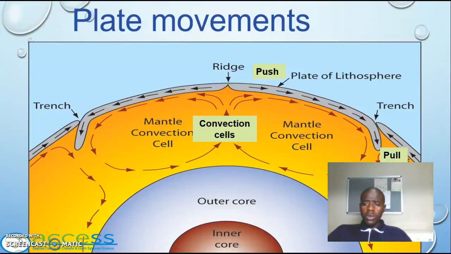Plate movements. What causes the plates to move? It is the intense heat in the inner core. Molten rock in the mantle moves in a pattern which is called a convection cell, which is formed when warm materials rise, cool, and sink down.